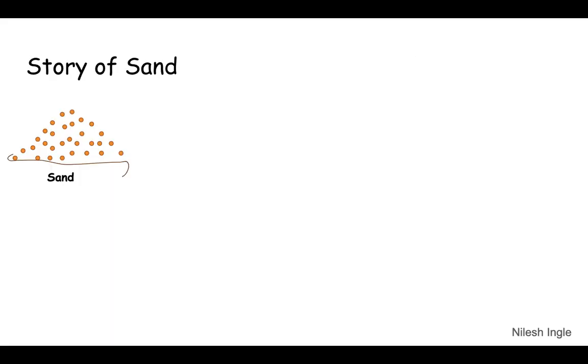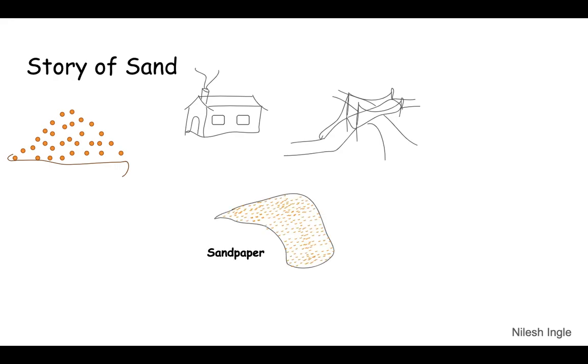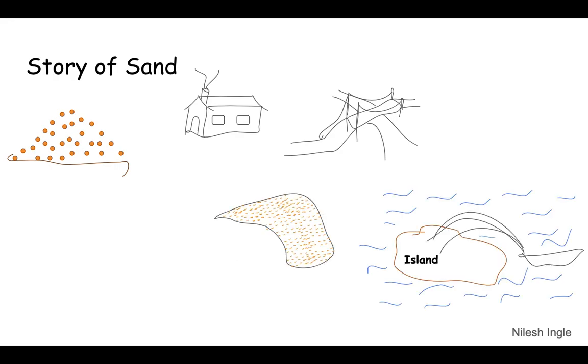Sand can be sourced from different sources, as you probably already know: rivers, lakes, and seabeds, and probably many others. And some of the applications for sand would be constructing houses, constructing bridges, it can be used in sandpapers, and also making big islands in the sea. So, how does this all work?